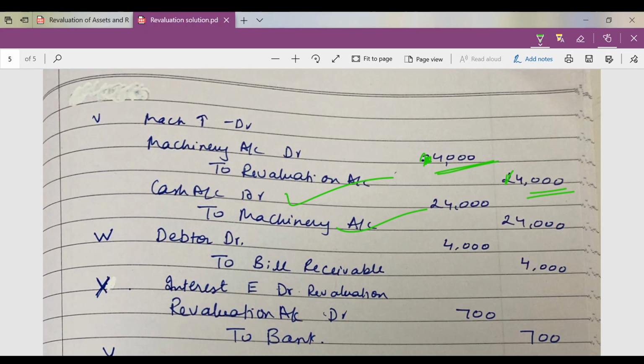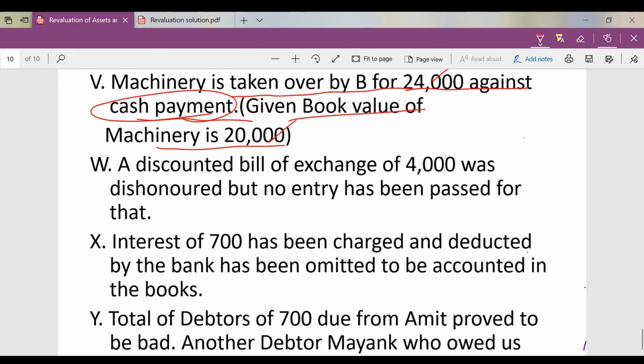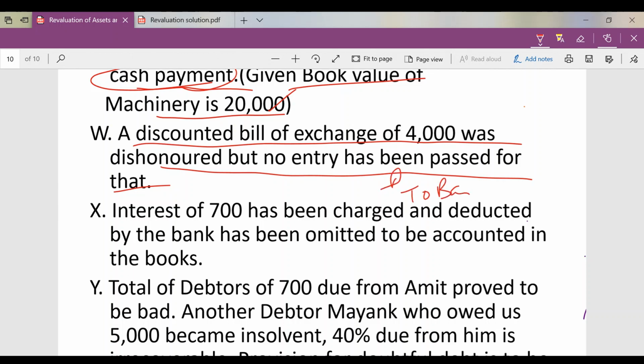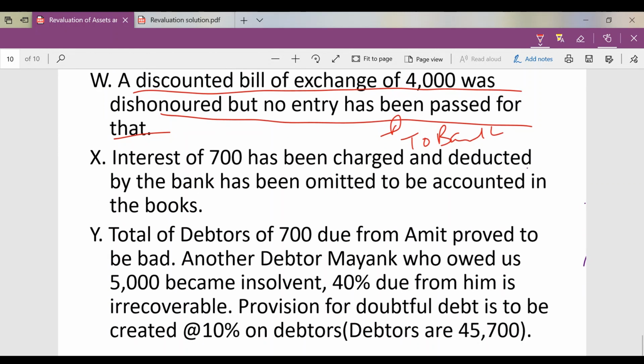The next entry now: a discounted bill of exchange of 4,000 was dishonored, but no entry has been passed for that. Now what happens when a discounted bill of exchange is dishonored? You studied in class 11th. We make the person our debtor again. So we will write debtor because the name is not written, and we will write to bank. We need to make the bank the creditor again. Why? Because the bank has not received the money on the due date.